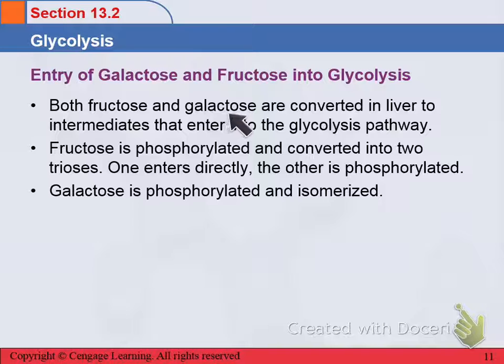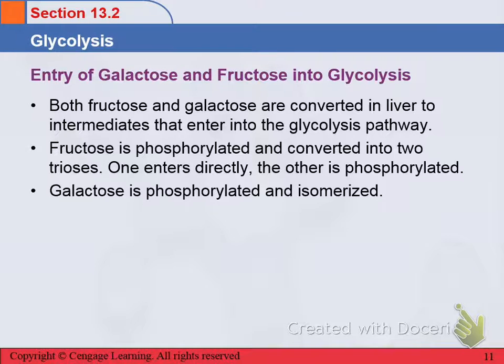Fructose and galactose are both converted in the liver, and fructose gets phosphorylated and goes directly into that glycolysis process that we showed. And then galactose is phosphorylated, and remember galactose and glucose are related to each other at one carbon. There's an isomerase, they call it a mutarotase, that flips that one OH over, and then it enters into this pathway as well.